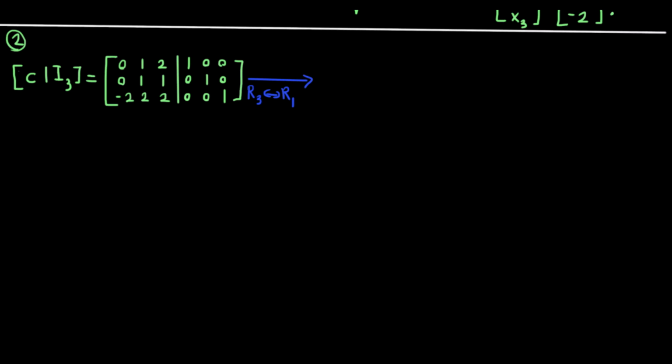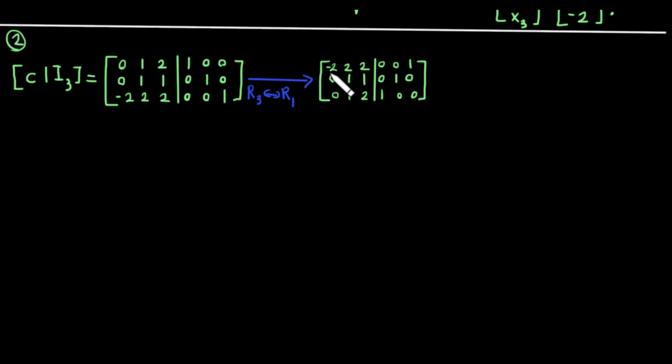I will change the color. Since we will not change anything in this row, I will speed it up to write this row first. So I will change this row by this row. So here, -2, 2, 2, 0, 0, 1, and here 0, 1, 2, 1, 0, 0, 1, 0, 0.